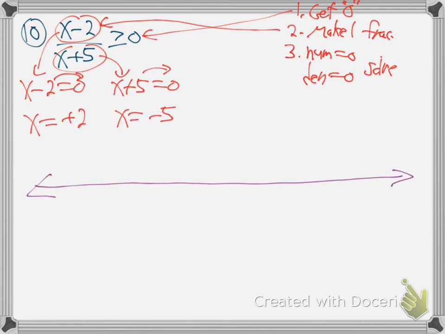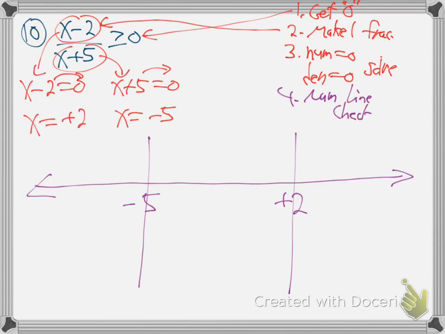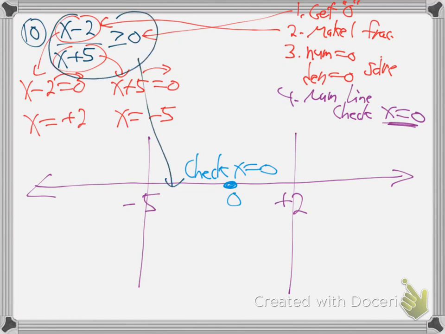Put those on the number line. So negative 5, positive 2. Now, so number line, check. We usually check x equals 0 because it's just easy. It's an easy number to deal with. So where's 0? Happens to be right here in the middle of this one. Check x equals 0. We have these 3 sections. We're checking x equals 0, which happens to be the middle section. What are we going to check? We're going to check the original, this guy. Bring it on down. X minus 2 over x plus 5 greater than or equal to 0.